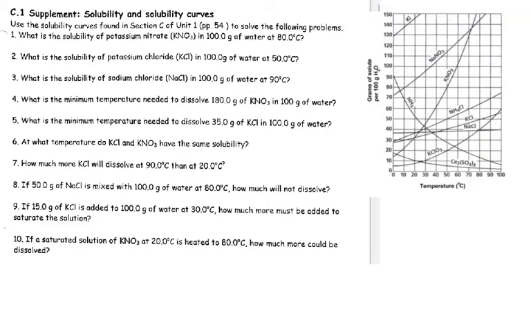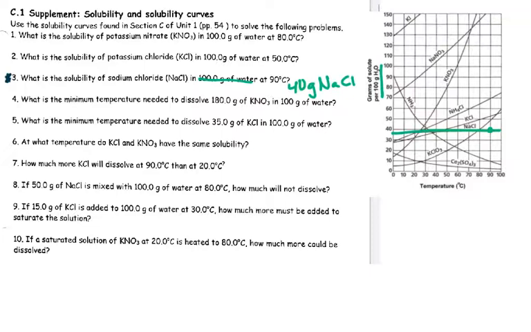Okay, so just as a quick little review of how to use the graph, like number 3, it says what is the solubility of sodium chloride in 100 grams of water at 90 degrees Celsius. Again, 100 grams of water just identifies the graph, so that's extra information. And then NaCl, I'm going to find that line, which is right here. And then at 90 degrees Celsius, that is 40 grams of NaCl.